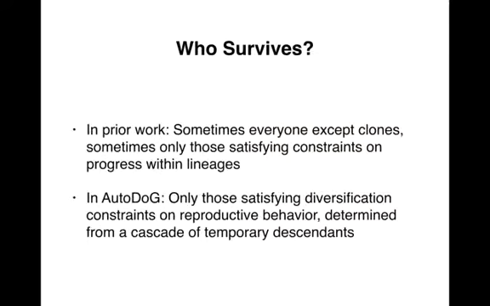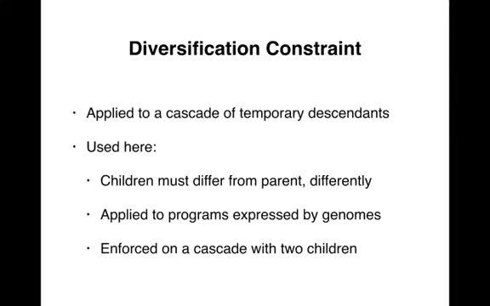All right, so the last distinctive feature of Autodog: who survives. Well, in prior work, we had a variety of constraints on survival, including prohibiting only clones, and also including some of the kind of constraints on progress within lineages that I mentioned earlier. Well, in Autodog, we only allow those to survive that satisfy diversification constraints on reproductive behavior, which we determine from a cascade of temporary descendants. So the idea is we only want guys to survive who will diversify their descendants. And that is the constraint we seek to apply to a cascade of temporary descendants.